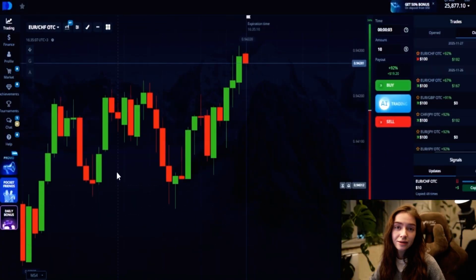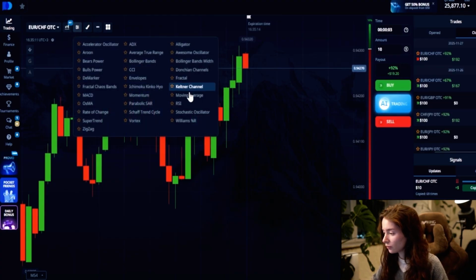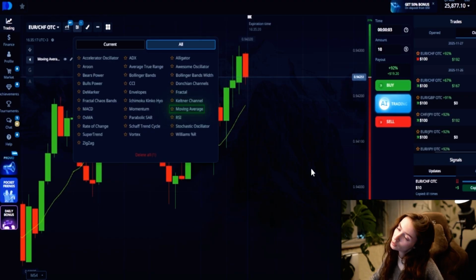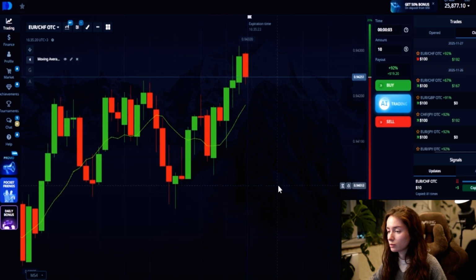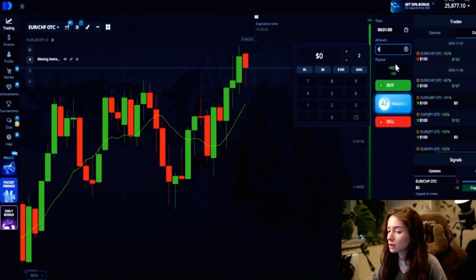So, where would I like to begin? We select indicators right here. The first indicator is a moving average. This is a moving average line that shows the average price of the period you choose. Our time frame is 1 minute. We'll also open the order for 1 minute. I'll set the parameters I'm going to use right away.